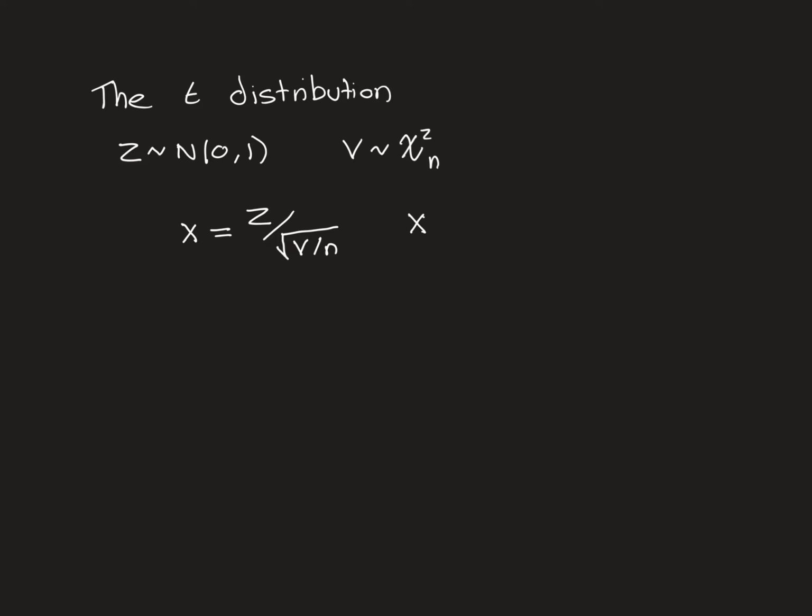Oh, I should say also it's important that Z and V are independent. So I'll write that down. So Z, V, independent. Then X will end up being distributed t with n degrees of freedom, so the same number of degrees of freedom as the chi-square distribution that was in the denominator here.